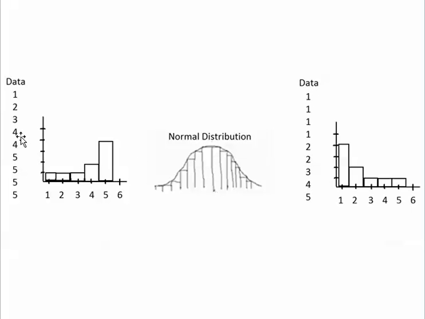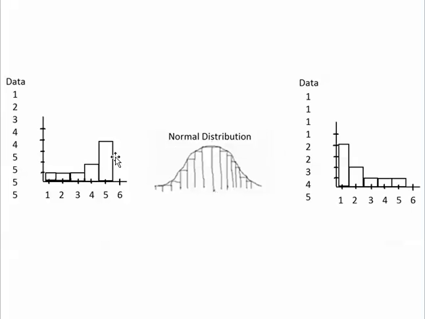But notice how these two data sets are different, because here 5 appears the most often, which is why we have this tall bar right here. And these lower numbers are showing up less and less, which is why these bars are dropping. Here, the lowest value of 1 appears 4 times, so we have this tall bar going up to 4, and these higher values are appearing less and less often. So this shape is the opposite of this shape. This one is negatively skewed, this one is positively skewed, and they're actually the mirror images of each other.